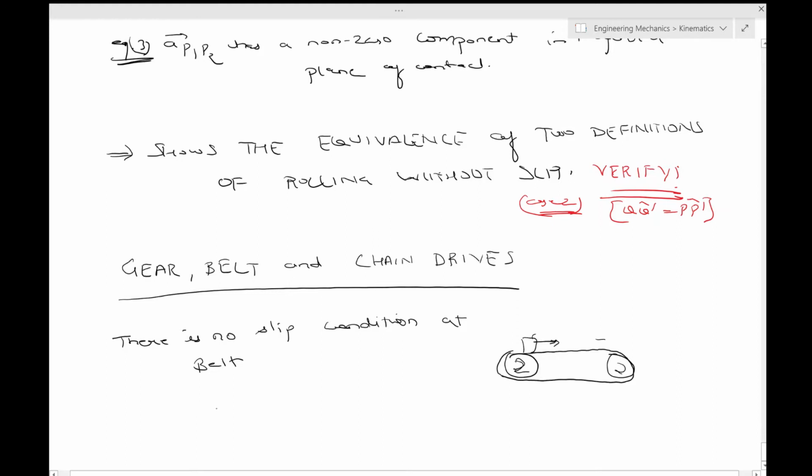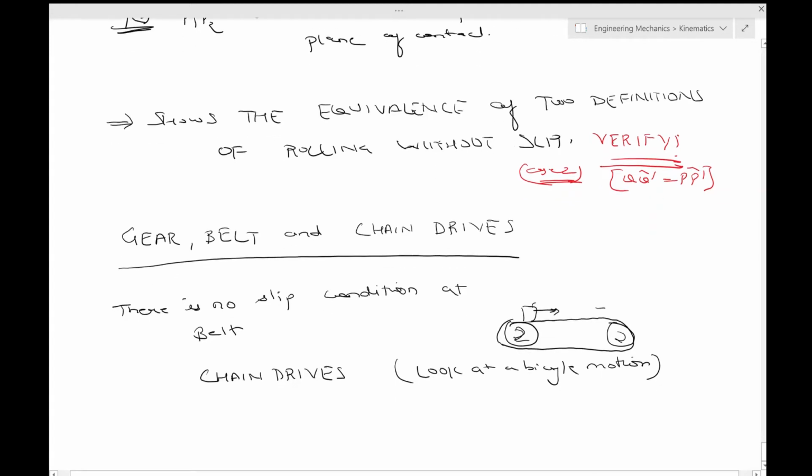Then you have similar chain drives. You can also have a no slip condition there. Look at a bicycle, bicycle motion, or even a standing one. You just have to look at the chain of the bicycle and see how there is a no slip condition over there. And the last is the pitch circles of gears. Look up some video or animation which shows the motion of gears.